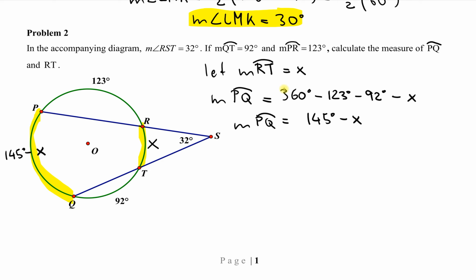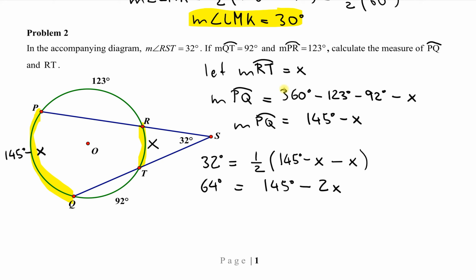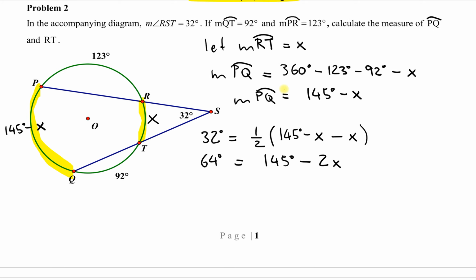Okay, so now we know that 32 degrees has to be equal to 1/2 the difference of their intercepted arcs, okay? So in this case, it's going to be 1/2 times 145 degrees minus x minus arc RT, which is x, okay? So let's simplify this. If we multiply both sides by 2, we end up with 64 degrees is equal to 145 degrees minus 2x, okay? So all we need to do is figure out the value of x, okay?